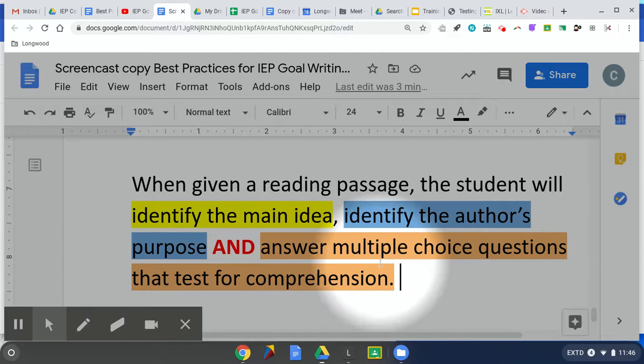So if you sit here and you say, you know what, out of these three things, identifying the author's purpose is most important for this kid to work on, that should be their goal, not all three of these.